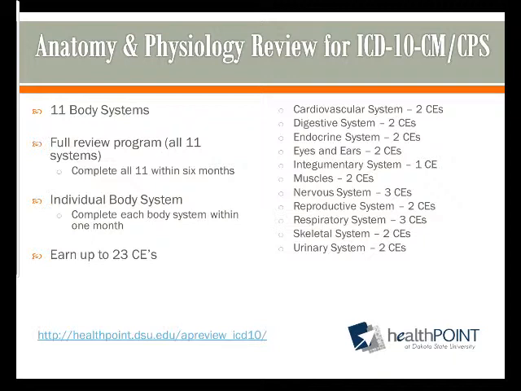The review program covers anatomy and physiology, disease processes, and procedure for each body system. There are 11 body systems, which you can see are listed in the right column. You can also view the continuing education credits for each body system listed there as well. You can take one body system or 2 body systems, or you can take all 11. If you take all 11, you have 6 months to complete all 11. If you take just one, you have to complete it within 1 month. If you take all 11, you can earn up to 23 continuing education credits.